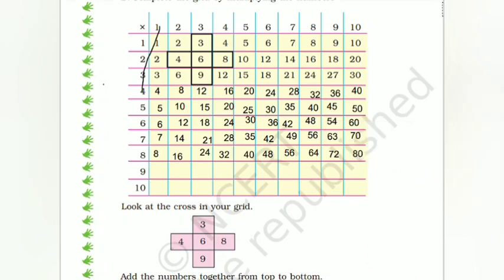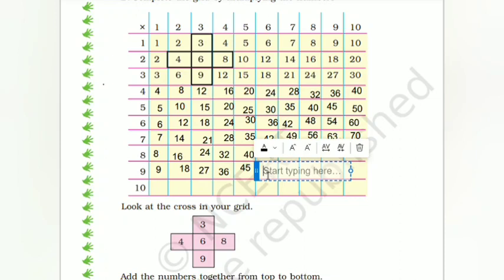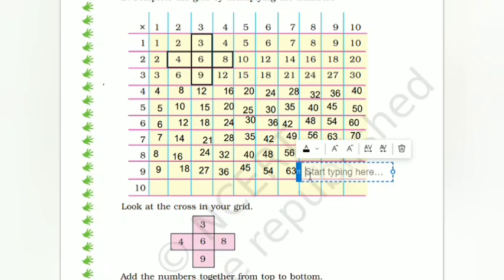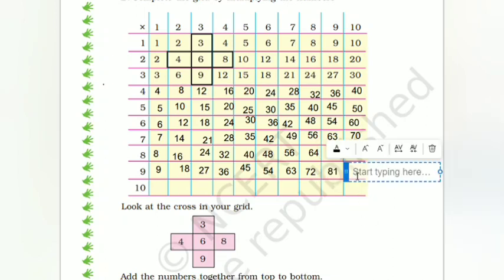Then about 9. 9 crossed 1, 9. 9 crossed 2, 18. 9 crossed 3, 27. 9 crossed 4, 36. 9 crossed 5, 45. 9 crossed 6, 54. 9 crossed 7, 63. 9 crossed 8, it is 72. 9 crossed 9, 81. 9 crossed 10, it is 90.